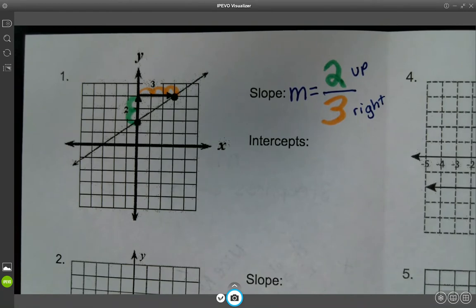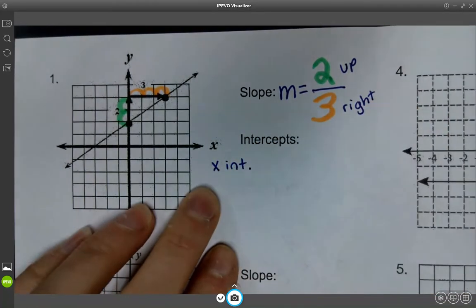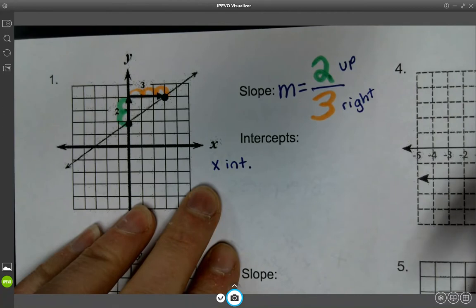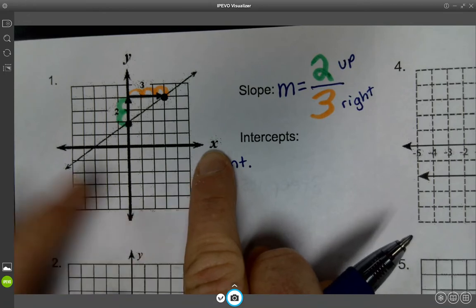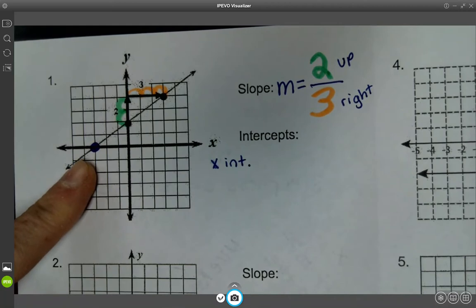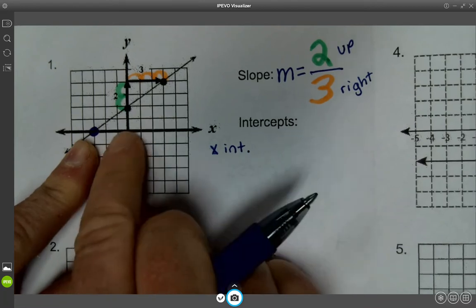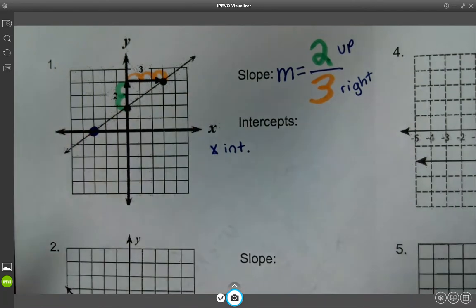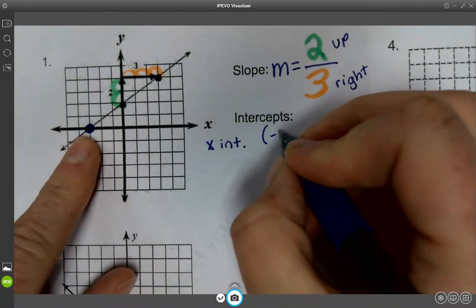When we do slope, we don't want to write it as a decimal. We just want to write it as a fraction. Reduce it if we can, or leave it where it's at. Okay, our intercepts. So our x-intercept, I'm going to abbreviate intercept with INT. So look at our x-axis. Let's find out where does it cross the x-axis. Let's put a dot there. That's our x-intercept. We want to write the coordinates for that. So you always start at the origin, and you go left or right for the x, and then up and down for the y. So it'd be at -3, 0.